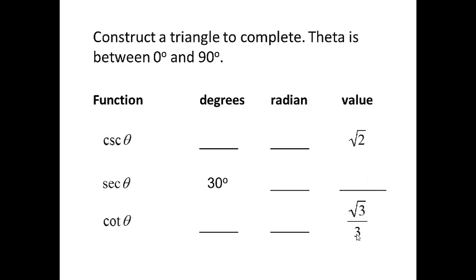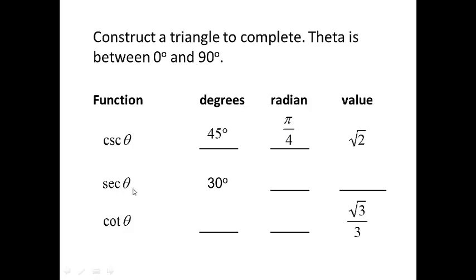Okay, now this is a little trickier because all these are upside down. Remember, cosecant is the reciprocal of sine. So where is the sine value? Rad 2 over 2, right? If you flip this upside down, you have rad 2 over 2. That would be at 45 degrees and pi over 4.